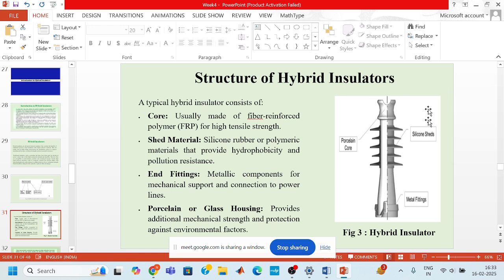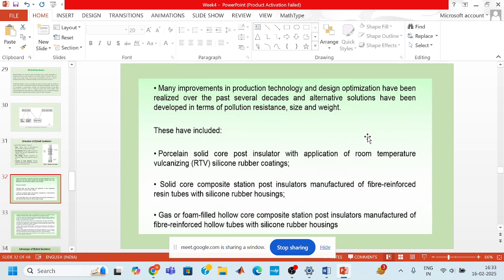Here you can see the composition of the porcelain core and silicone sheds, which is made for the hybrid insulators. Many improvements in production technology and design optimization have been realized over the past several decades, and alternative solutions have been developed in terms of pollution resistance, size, and weight.